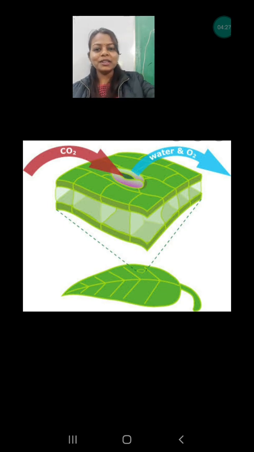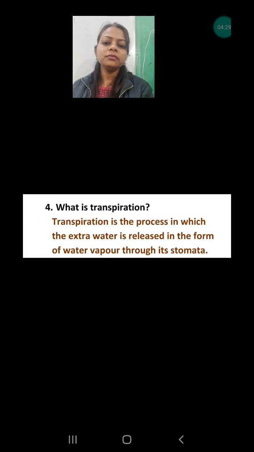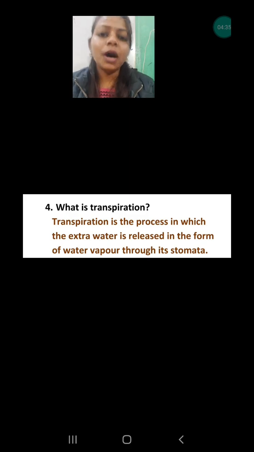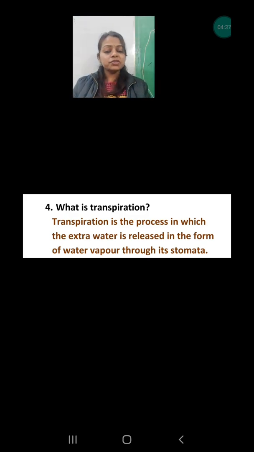So I hope you understood this question. Our next question is asking, what is transpiration? Just now I told you, after photosynthesis, the extra amount of water has to be released out in the air, and this process is known as transpiration. Transpiration is the process in which the excess amount of water is released out in the air with the help of the stomata.